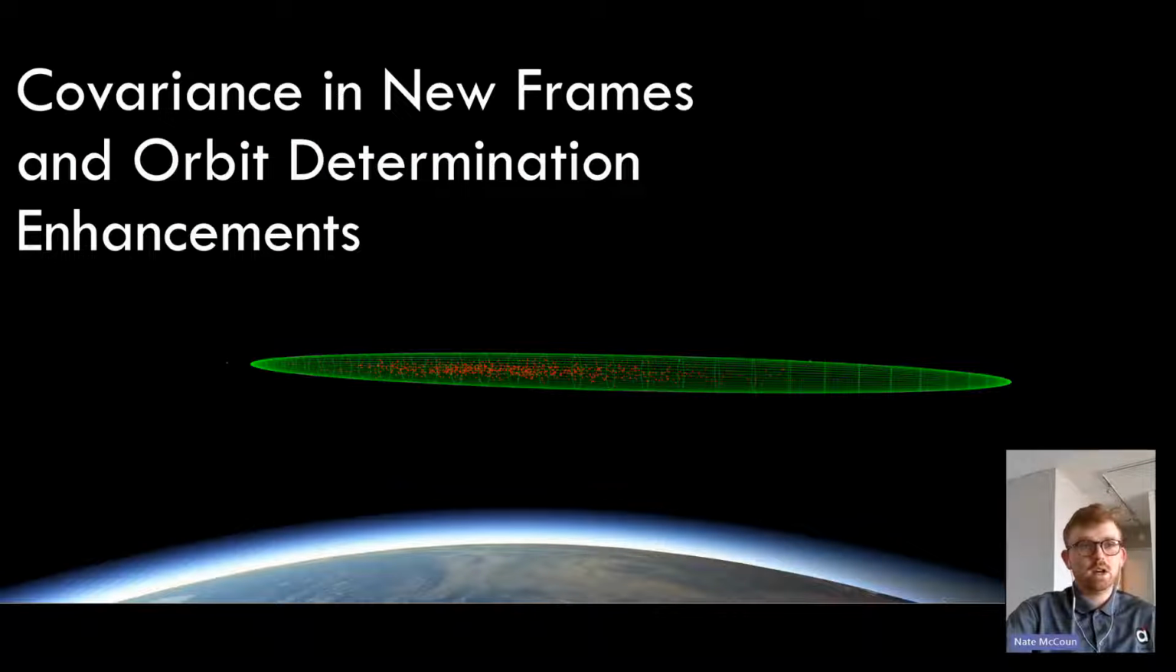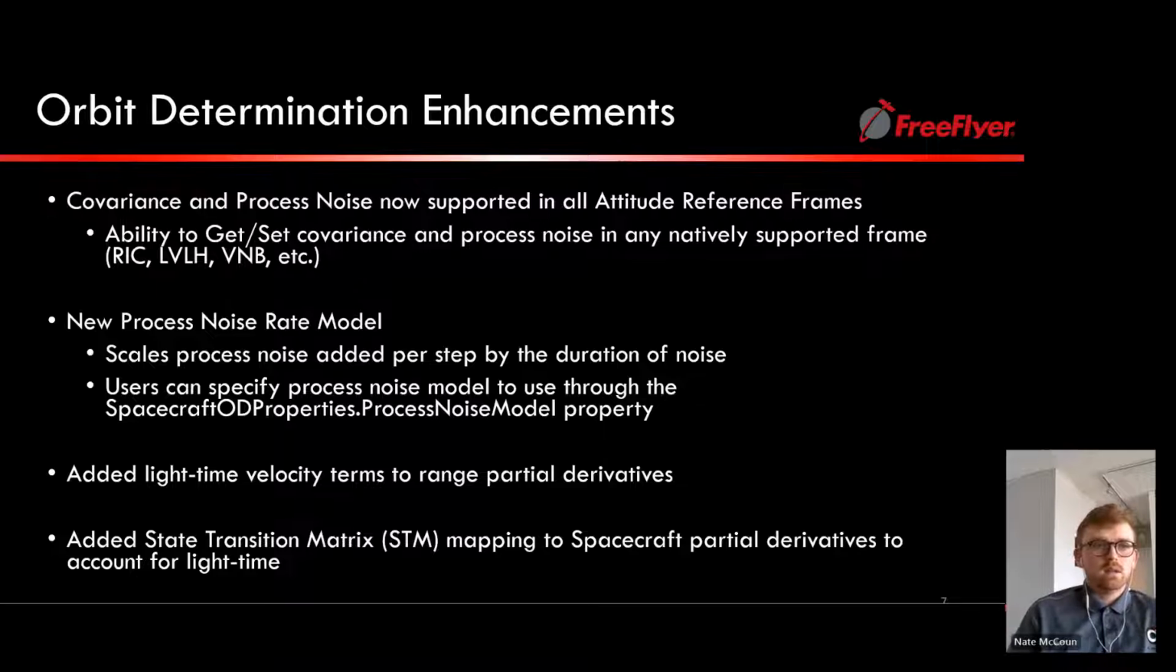The next thing we'll highlight is covariance in new frames and orbit determination enhancements coming along with FreeFlyer 7.9. Covariance and process noise are now supported in all attitude reference frames. Users will have the ability to get and set covariance and process noise in any natively supported frame. This includes RIC, LVLH, VNB, and more. One quick note is that outside of the natively supported attitude reference frames, you also will have the ability to get and set covariance and process noise in any reference frame defined by a custom coordinate system object.